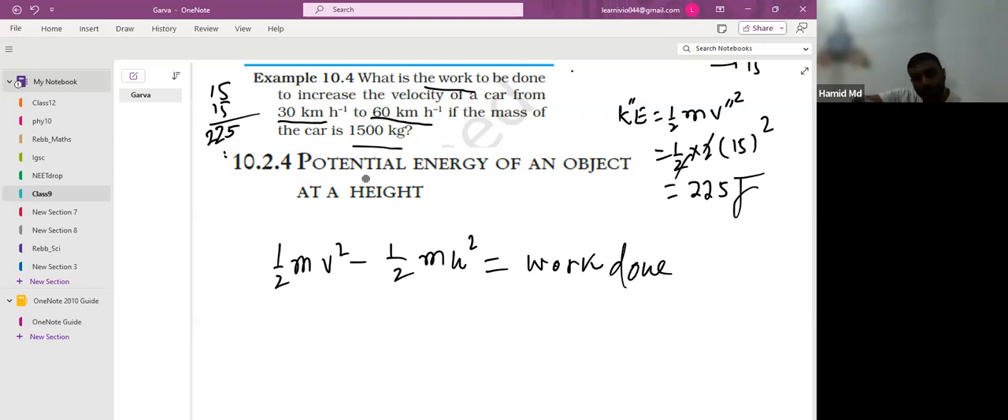So just do it. First change 30 kilometer per hour into meter per second. Similarly, 60 kilometer per hour to meter per second. And you have the mass. So calculate this value and this value. This will be the work done.